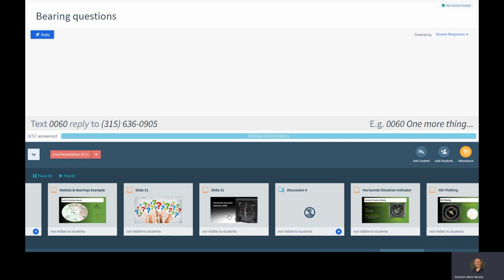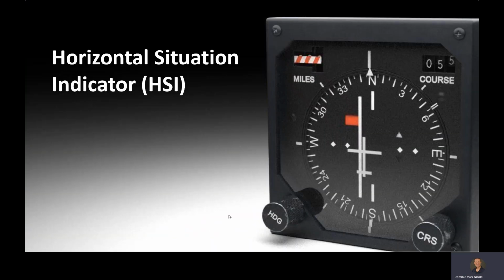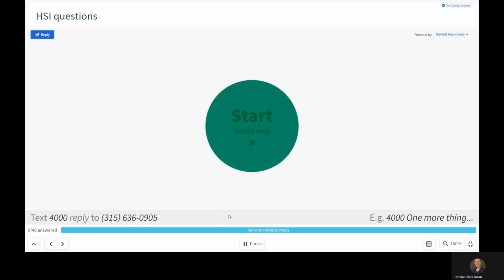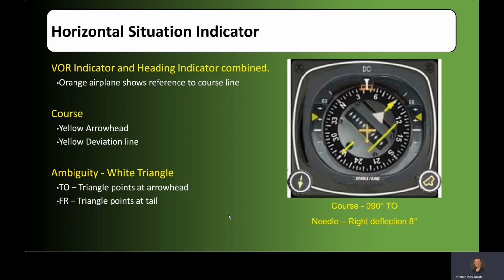All right, last topic here, and then we'll get into our groups. Horizontal situation indicator, good old HSI. You've been flying Western aircraft for a while now. You've been using the HSI exclusively. It's a wonderful tool. Let's just make sure you know the basics. Most of you probably do. Discussion board here for you.